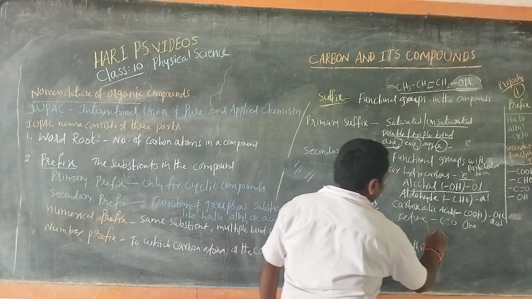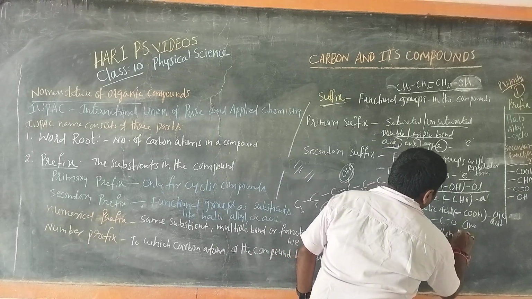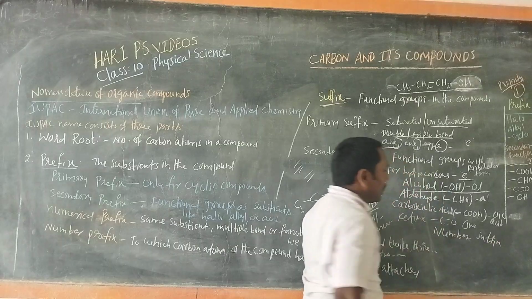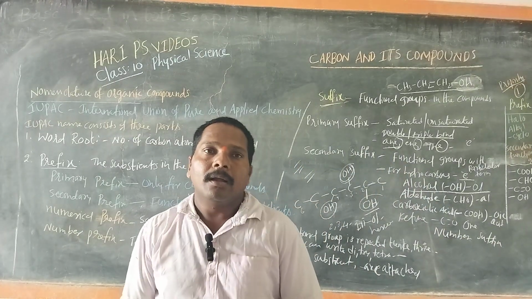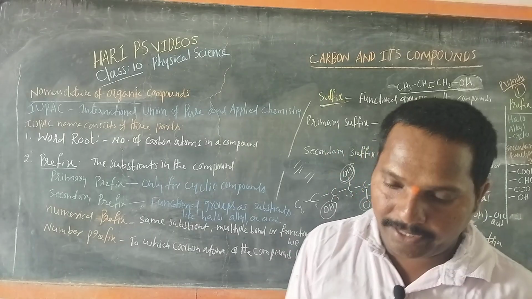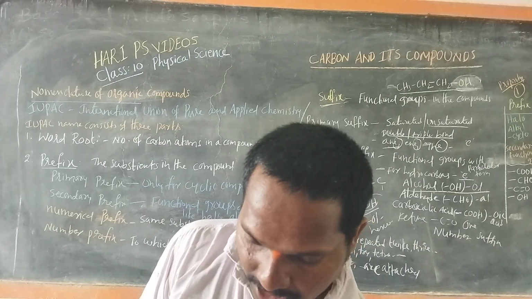The number suffix is also there. So the number suffix, as usual, indicates on which atom the functional groups or saturation or unsaturation are located.